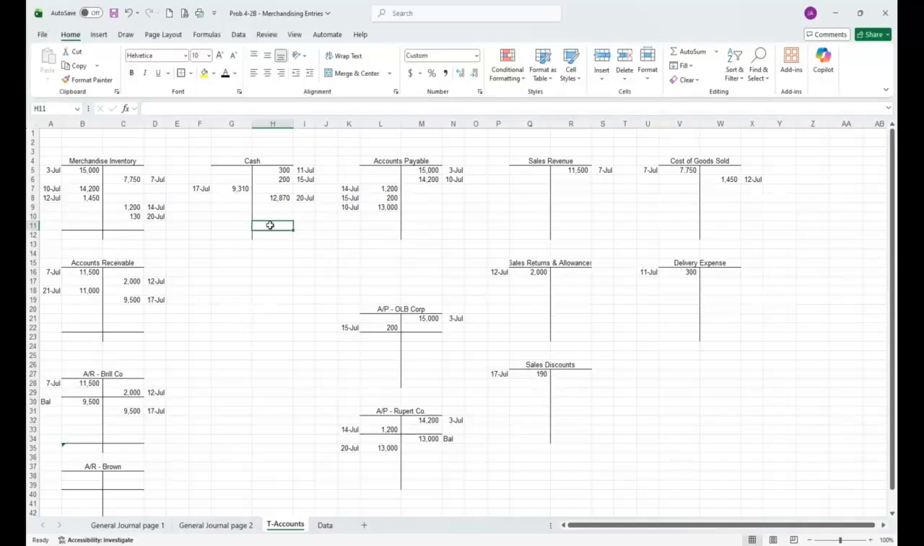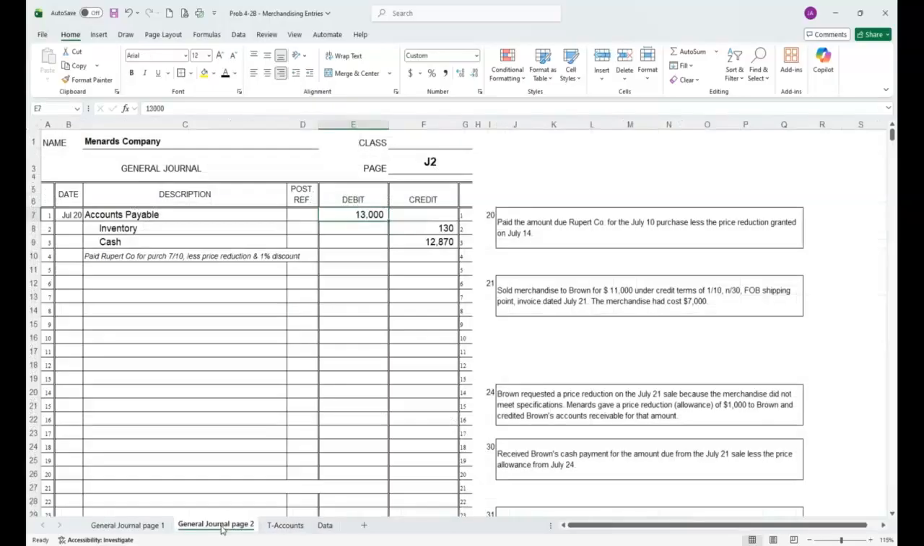I'm going to debit accounts payable for the full amount, $13,000 that we owed him. Here was his balance, $13,000. We're going to debit accounts payable for that, debit the subsidiary ledger. We're going to credit merchandise inventory for 1% of that, and credit cash for the net amount, the difference there.